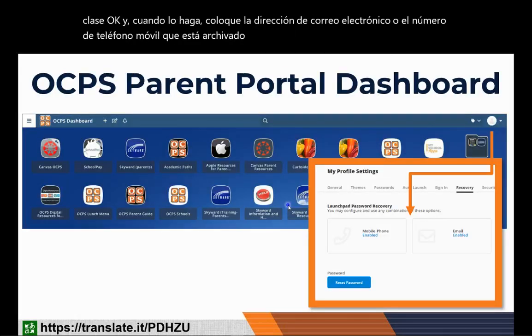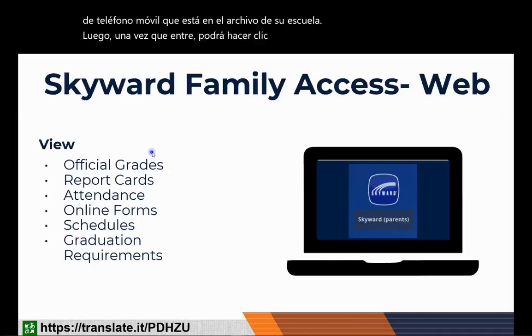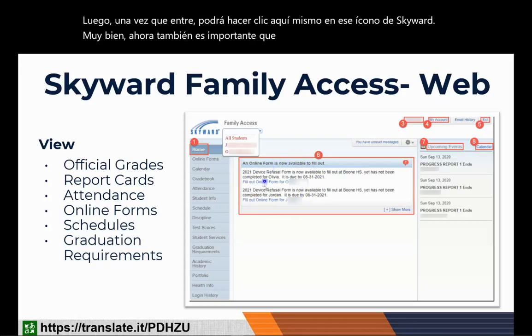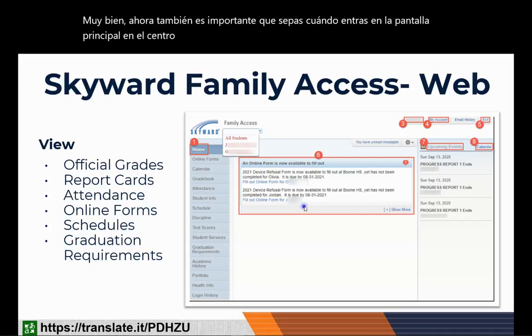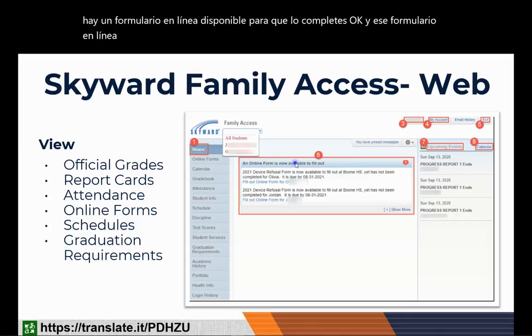Then once you get in, you'll be able to click right here on that Skyward icon. All right. Now, also important for you to know is when you go into the main screen in the center of the page for Skyward Family Access, you're going to see that there's an online form available for you to fill out, okay? And that online form is something that you want to do as a parent, okay?